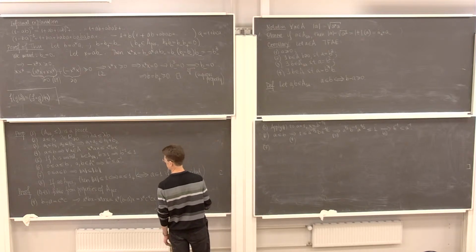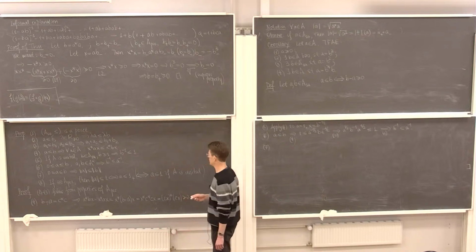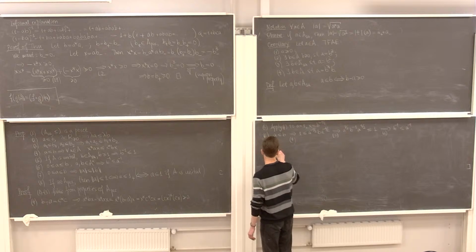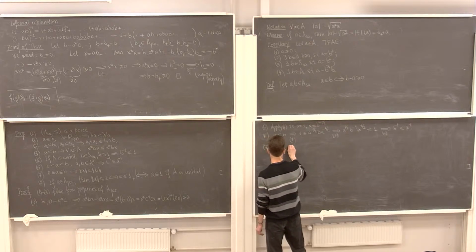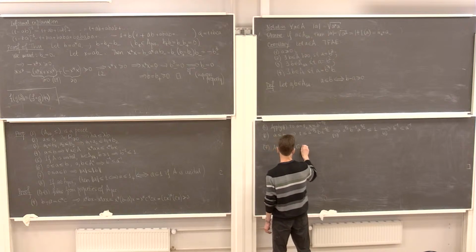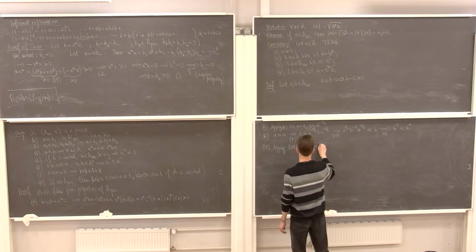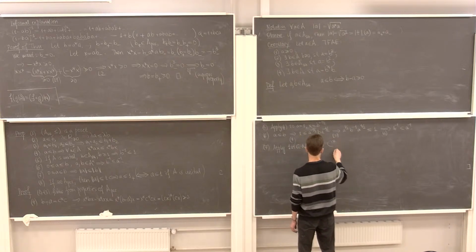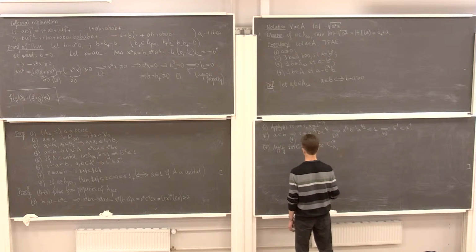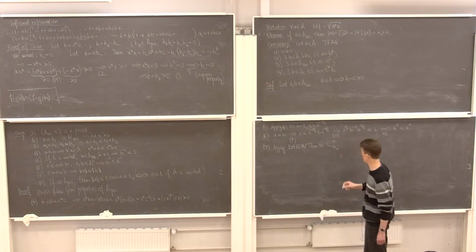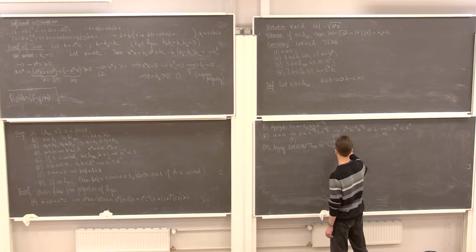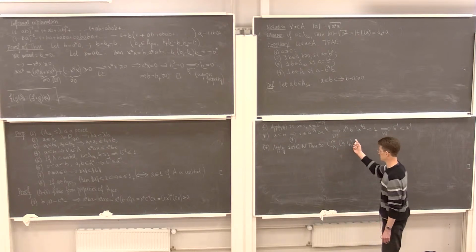Well, indeed, first we forget about A, look at B, and apply the first Gelfand-Naimark theorem to the C-star subalgebra of A, or better of A plus, since we don't assume that A is unital, generated by B and the identity.